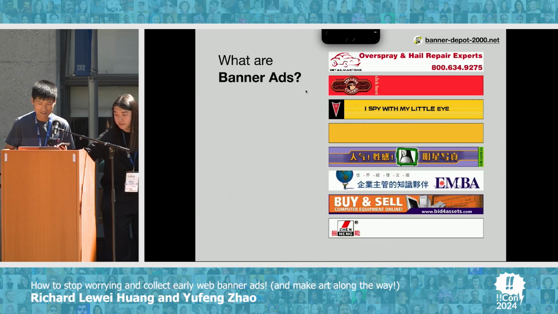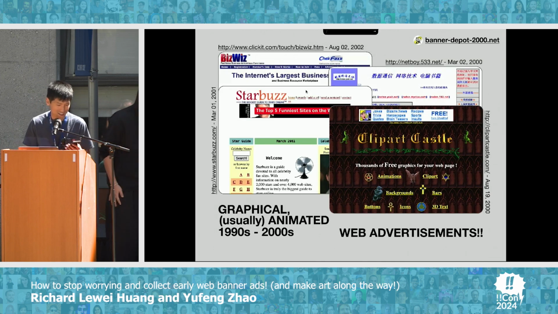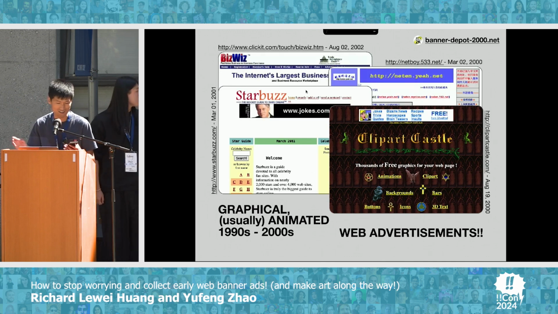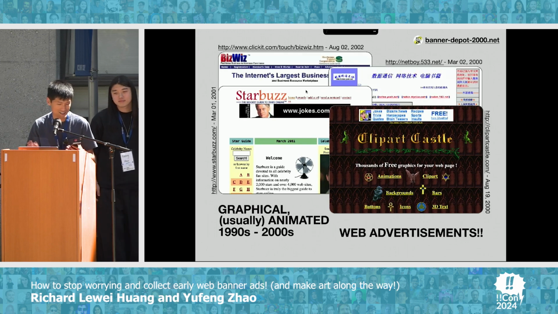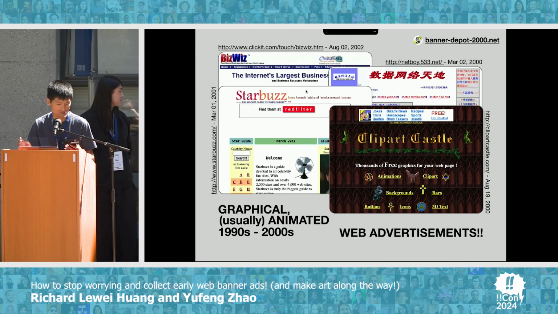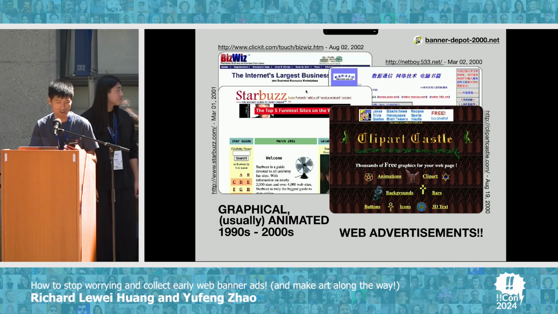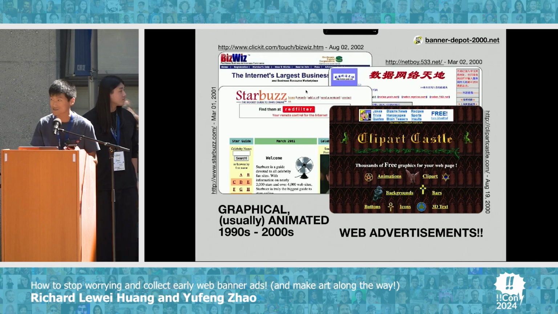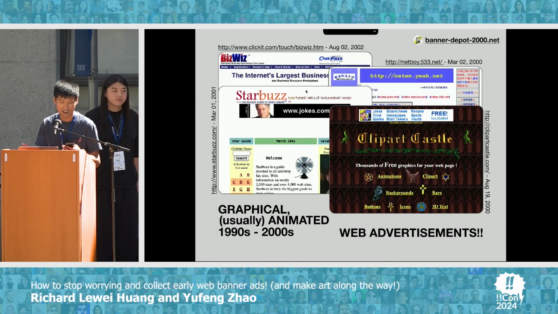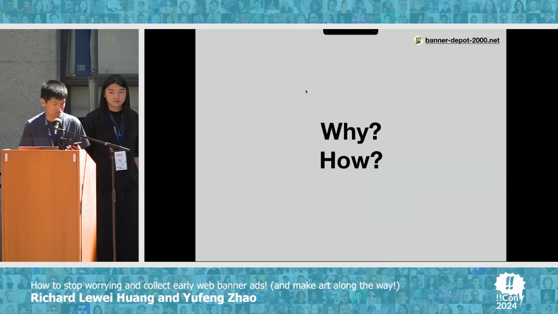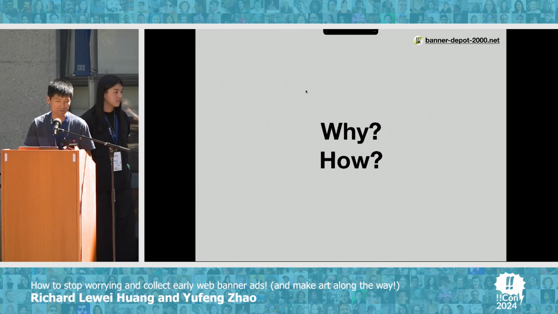Banner ads are graphical advertisements that were prevalent on the web in the late 90s and early 2000s. They are widely regarded as a visual nuisance for obvious reasons, but these ads played an important role in shaping the early online experience for web users worldwide. They still exist today, but they are largely overshadowed by newer forms of online advertising. So why and how did we start collecting early web banner ads?